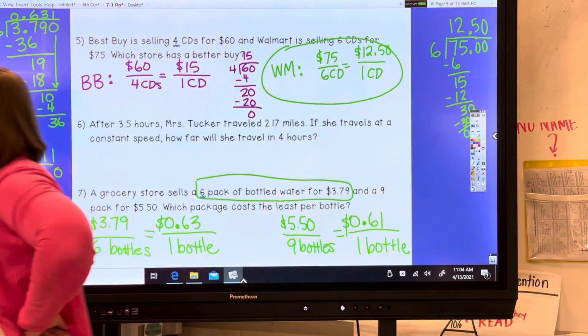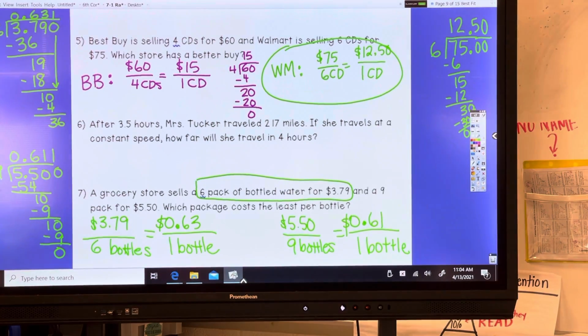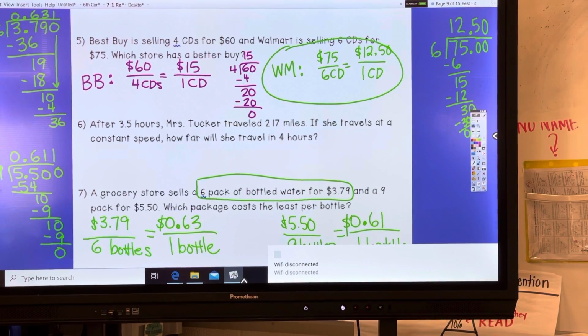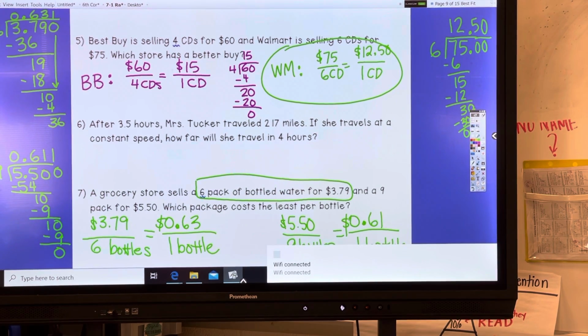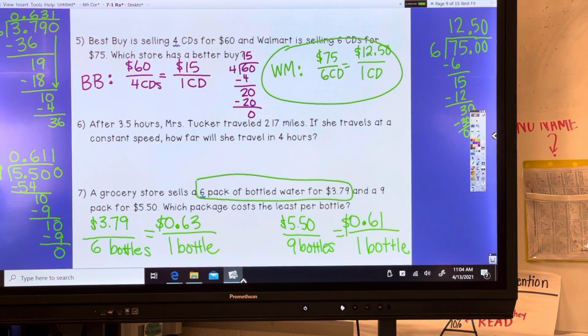All right, when you work it out, you should be able to round that the 6-bottle pack is 63 cents a bottle. The 9-bottle pack is 61 cents a bottle. So which one costs the least per bottle? The 9-pack.